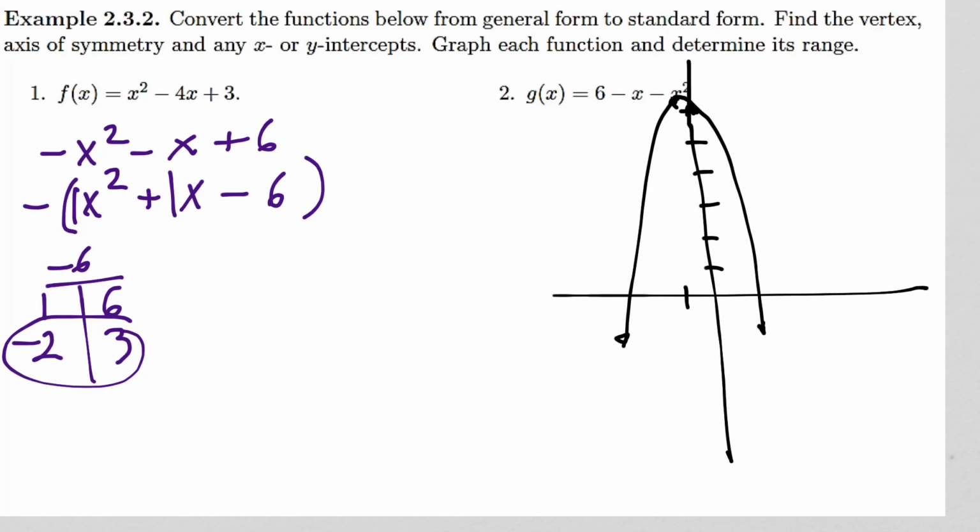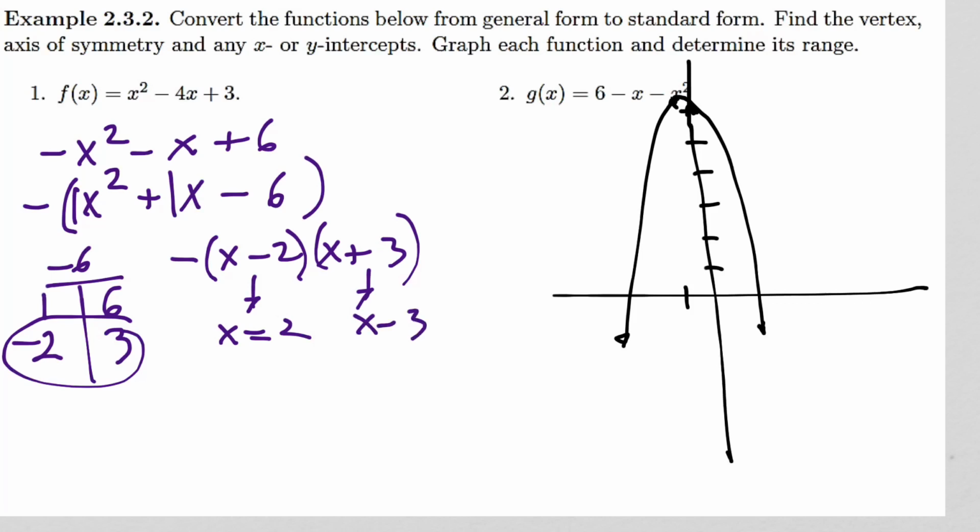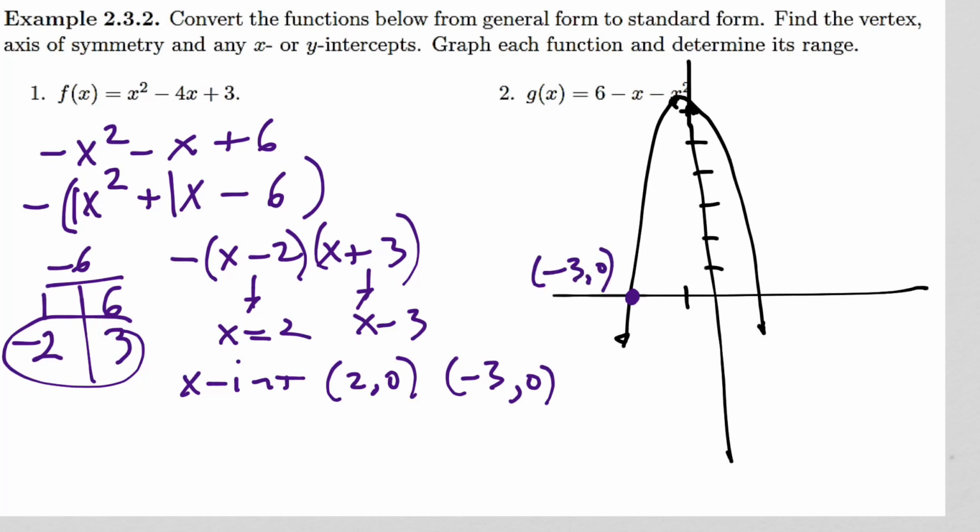Since I've got a leading coefficient of 1, I can do it the easy way. I can just say plug in this negative 2 for the first factor and the positive 3 for the second factor. You can verify that that always works as long as you have a leading coefficient of 1. Remember, if you don't have a leading coefficient of 1, you have to factor by parts. All right, so x is equal to 2, x is equal to negative 3. So our x-intercepts are 2, 0, and negative 3, 0. So this one here would be your negative 3, 0. This one here would be your 2, 0.